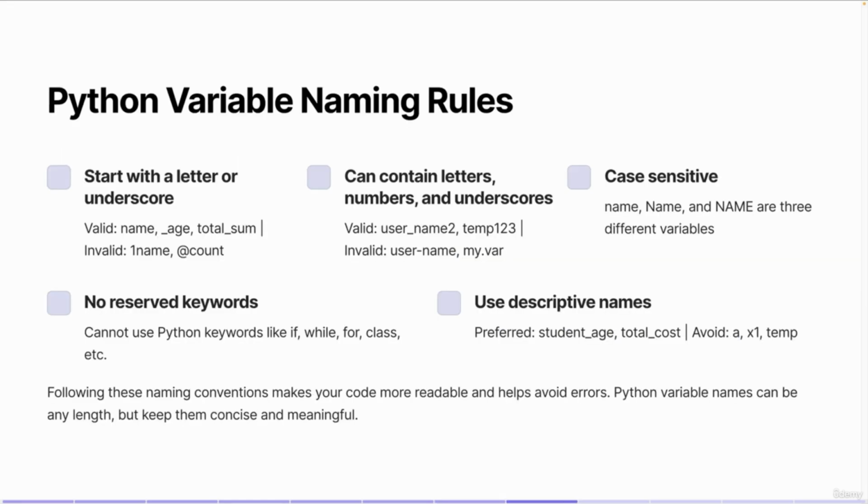You can start a variable name with a letter or an underscore. So you can never start a variable name with a number. It's going to be an invalid variable. Variable names in Python are case sensitive. And in every other programming language, by the way. For example, you see here we have name with a small n. You have name with a big N, and then you have name with all capital.